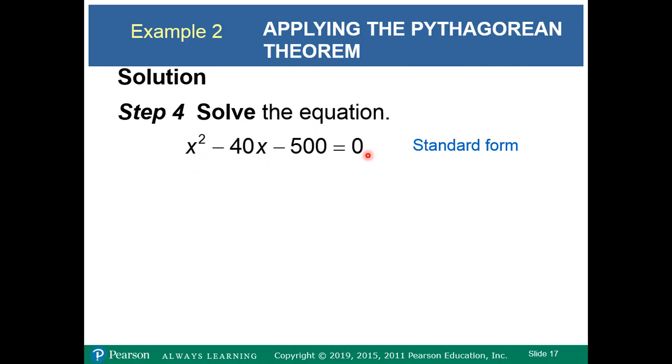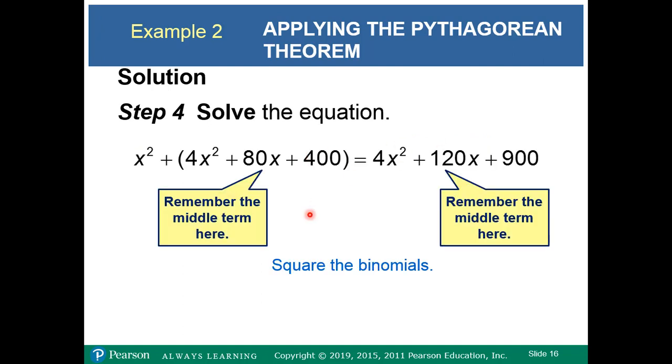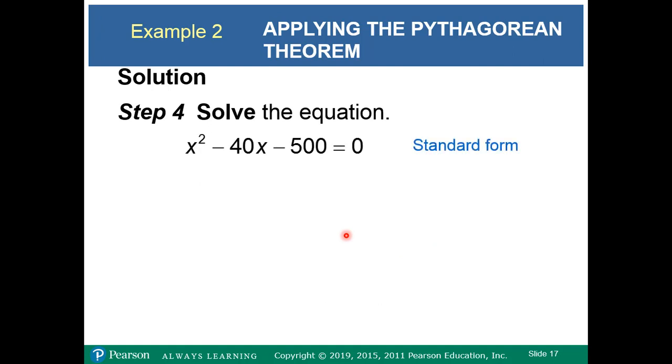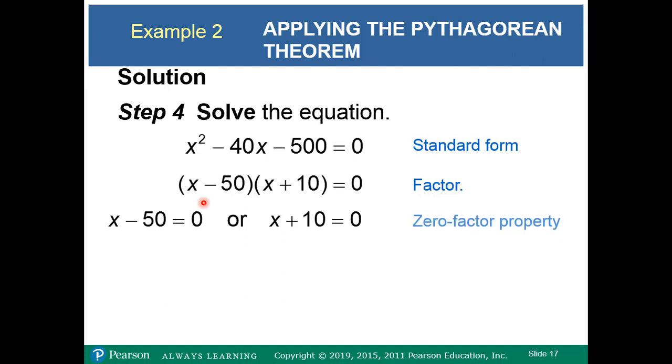Now, this equals 0, standard form. So here we're going to simplify this. We're going to combine like terms, and we're going to simplify this expression. And so this is what we end up getting. We get x squared minus 40x minus 500. And so now this factors, and we get x minus 50 and x plus 10. And so now we know that either one of these is going to be 0 if we solve this. So that means x is equal to 50 and x is equal to negative 10.